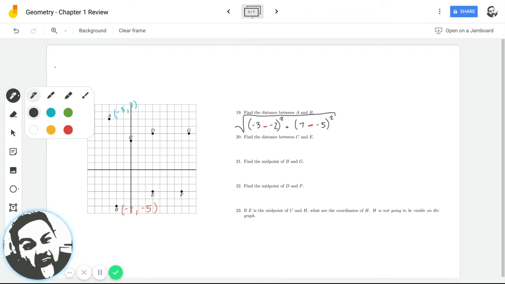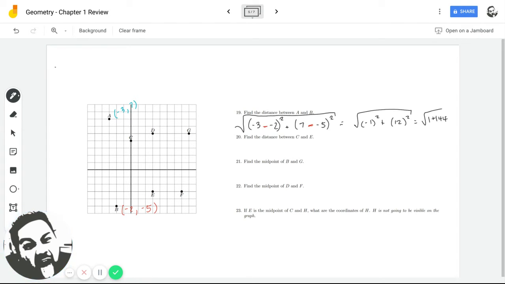All right, so now we just simplify it. -3 plus 2 comes out to -1, so we have -1 squared. 7 plus 5 comes out to 12, so we have 12 squared. This gives us the square root of 1 plus 144. Our answer is going to be the square root of 145.